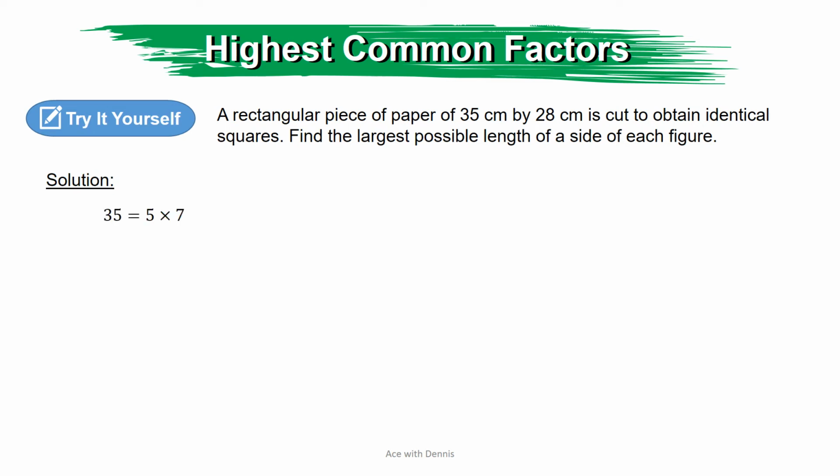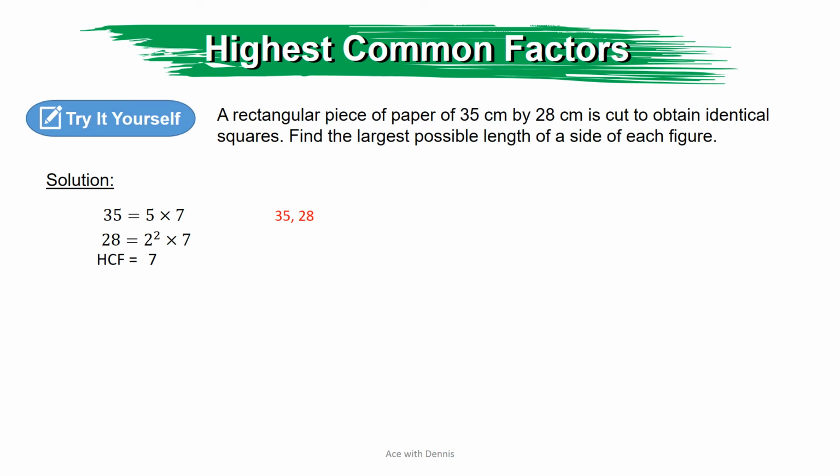Here's the solution. To find the identical squares, we have to find the HCF of 35 and 28. So let's try method 1. 35 equals 5 times 7 and 28 equals 2 squared times 7. Therefore, the HCF is 7.